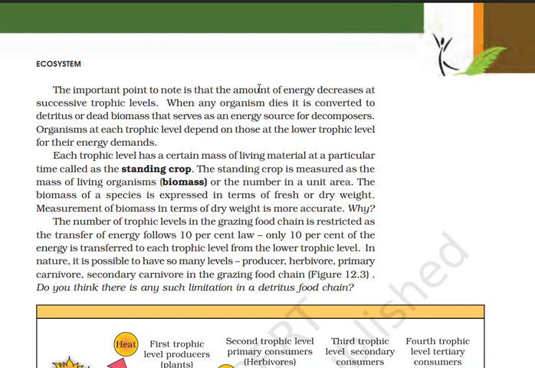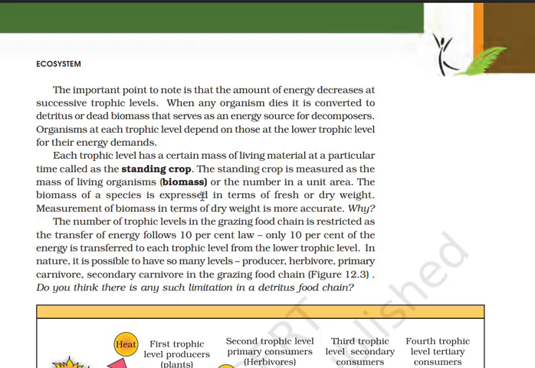The important point is to know that the amount of energy decreases at successive trophic levels. When any organism dies, it is converted to detritus or dead biomass that serves as an energy source for decomposers. Organisms at each trophic level depend on those at lower trophic levels for their energy demands. Each trophic level has a certain mass of living material at a particular time, called the standing crop. The standing crop is measured as the mass of living organisms, biomass, or a number in a unit area.